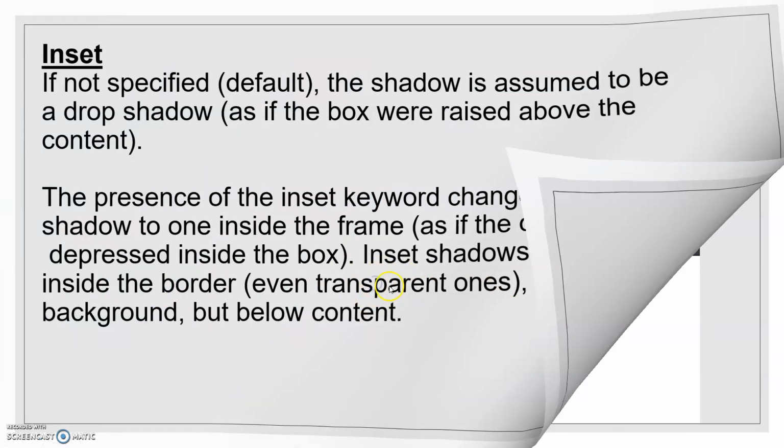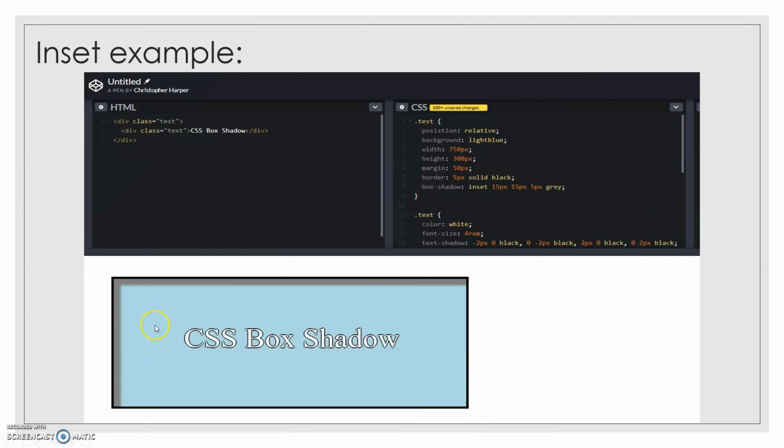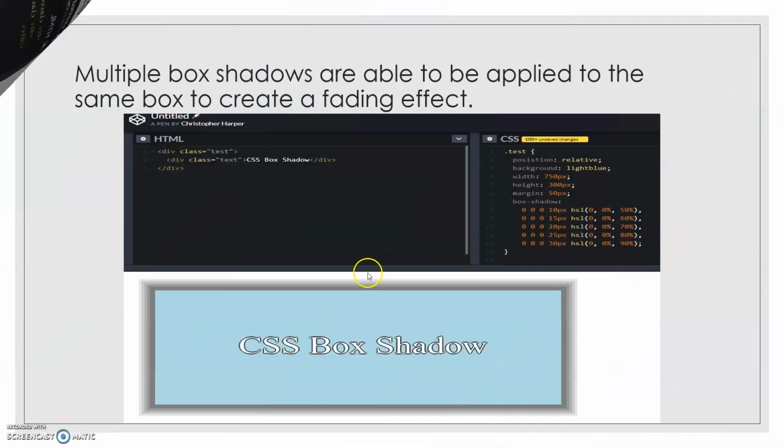Inset, we'll kind of go over this a little bit here. So this kind of makes it so our box looks like it's been pressed like a button, so you can have the top side and the left-hand side here using our 15 by 15 pixel and setting the color to gray. One cool thing we can do is adding multiple lines as well here. So it has the shadow effect, and you can see how it kind of fades as it goes.